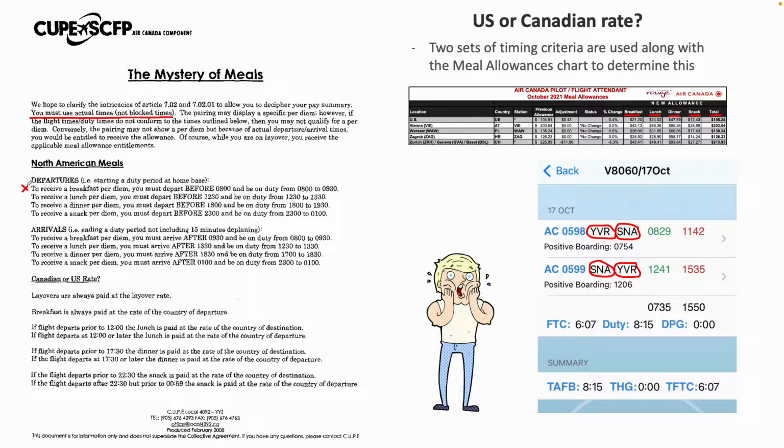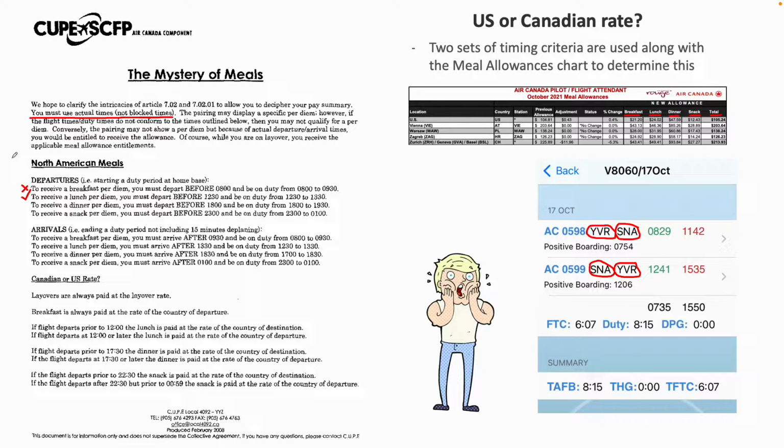To receive a lunch per diem, you must depart before 12:30 and be on duty from 12:30 to 1:30. So 8:29 is definitely before 12:30, so that's okay. And because I am operating to Santa Ana and back, and my checkout time is well past 1:30, since I must depart before 12:30 and be on duty from 12:30 to 1:30, this is all met. So I am entitled to a lunch.